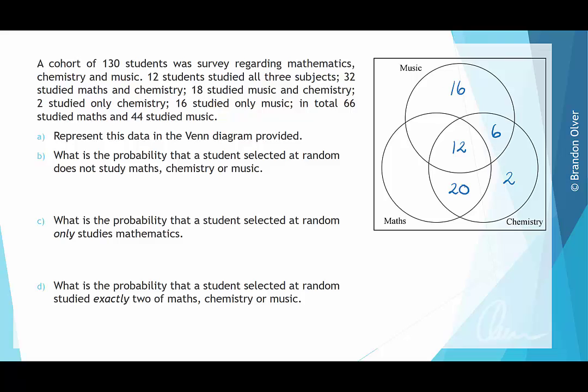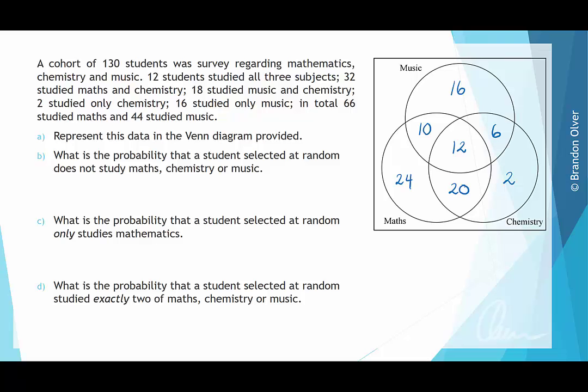And in total we had 66 studying maths and 44 studying music. So if we deal with the music first, we've got 16 plus 6 is 22, plus 12, which is 34, and all up it must be 44. So we know that 10 students must study maths and music. Then with that information, we can go 10 plus 20 is 30, plus 12 is 42, and we need to go from 42 to 66, which means there are 24 students that study only maths.